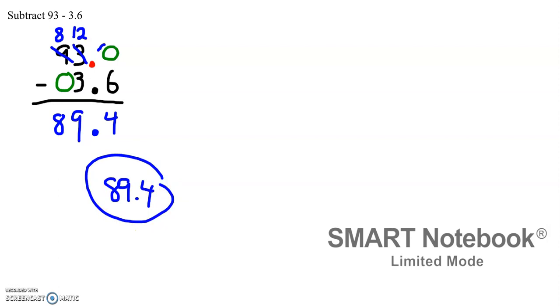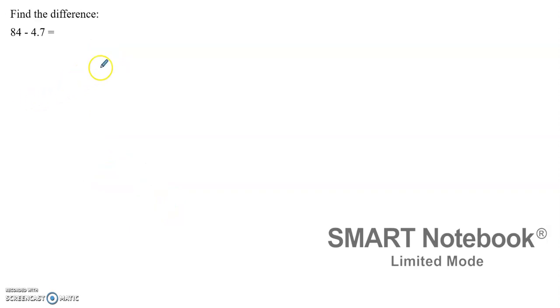I want you to pause this video now and write all this in your notebooks. Now that we have this in our notebooks, let's look at another example. Here we have 87 minus 4 7/10. So I'm going to write the 87. Notice that I am giving it a little bit of a distance so that I can line up properly.